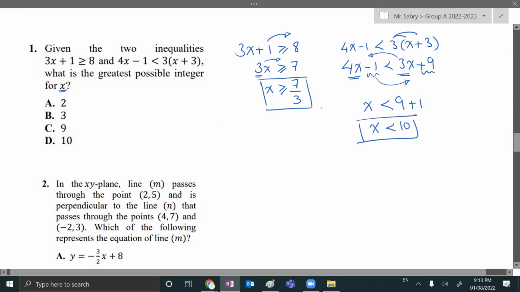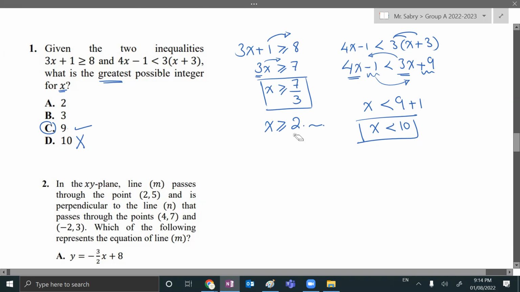Now I have two inequalities. X should be bigger than 7 over 3, and at the same time it should be less than 10. This means that it can't be 10. What's 7 over 3? On a calculator, 7 over 3 is mainly 2 point something. So it can't be 2. What's the greatest possible integer then? 3 or 9? It's definitely 9.